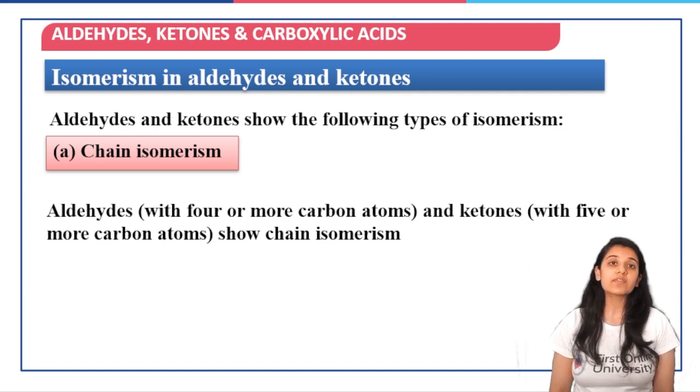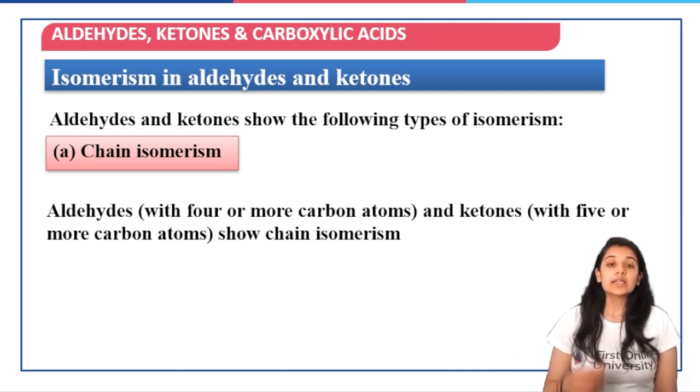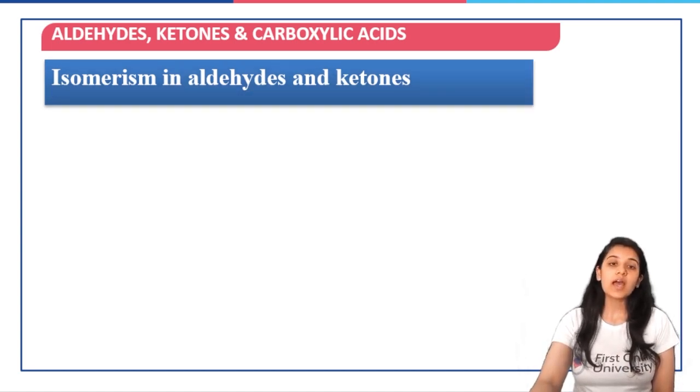The first one that we are going to talk about is chain isomerism. Now, when I say chain isomerism, what do we mean by it? Chain isomerism refers to the isomerism that exists in aldehydes which have 4 or more carbon atoms and ketones with 5 or more carbon atoms that show chain isomerism.